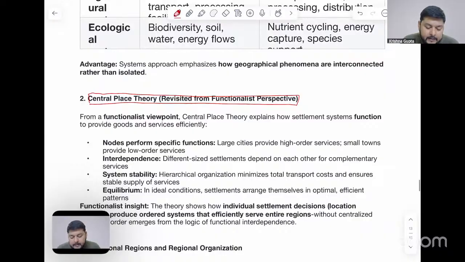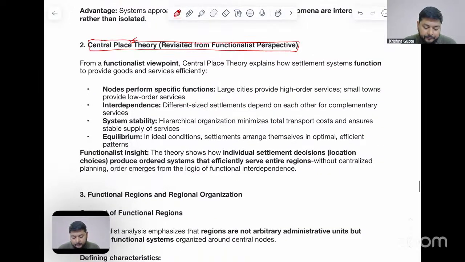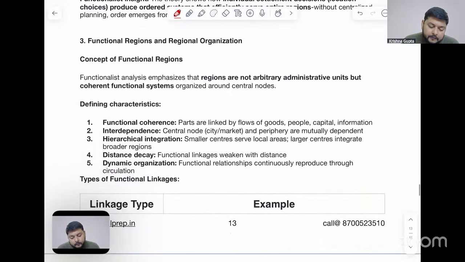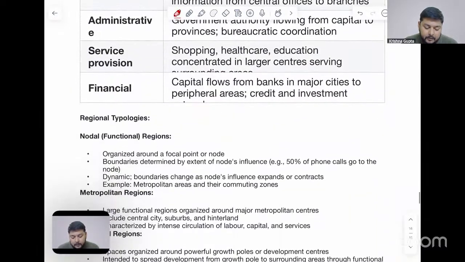Then the next is central place theory. It is a basic part of settlement and urbanization, so we will also look at this in detail. Functional regions will also be seen in detail as a part of the models, theories, and laws here.